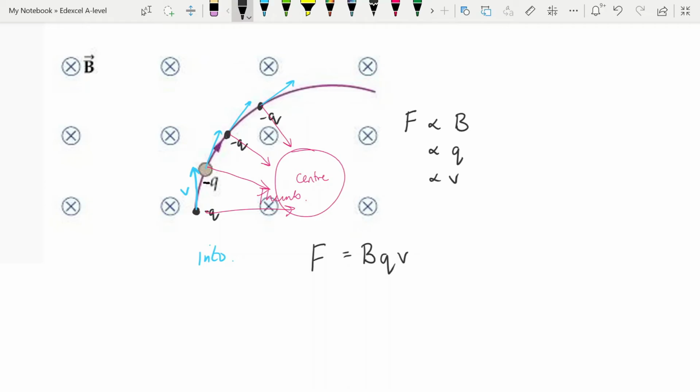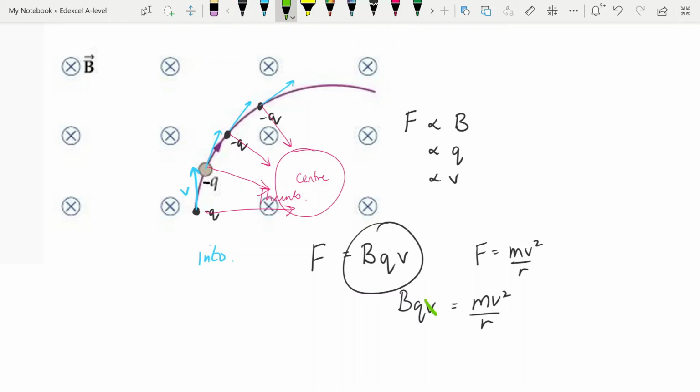Now we said that this produced a circular motion on the charge whilst it was in the field, and the force is pointing towards the center. So we know that our circular motion equations are, this one in particular, mv squared over r, which means BQV is providing a centripetal force. So we can equate these two. BQV is equal to mv squared over r. That's going to cancel. If we do a little cross multiplication, we know that BQr is equal to mv.